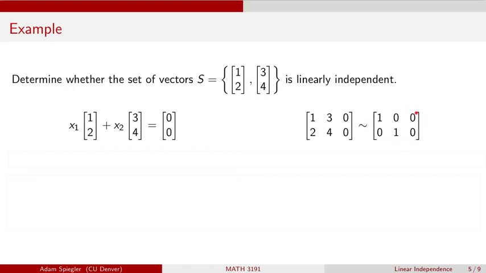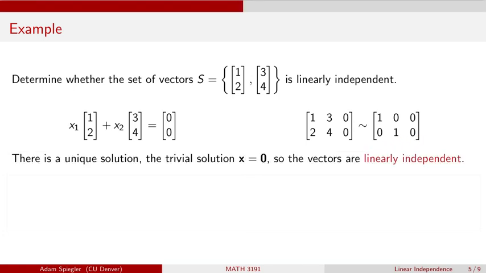From this reduced row echelon form, we can see there's only one unique solution, which is the trivial solution. So the only solution here is that x1 is equal to 0 and x2 is equal to 0. Therefore, since the trivial solution is the only solution, by definition, set S, which contains these two vectors 1, 2 and 3, 4, is linearly independent.